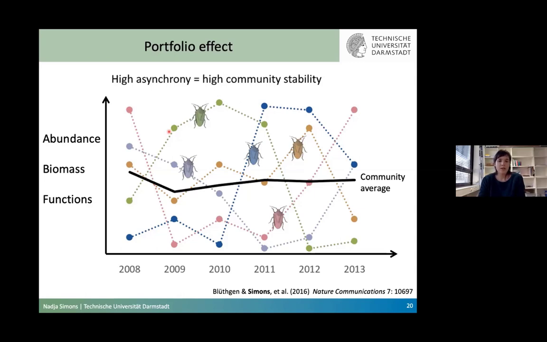So in communities with few species, where the abundance of the whole community is driven by a single species, the dominant species, this effect of compensation between species is less strong. And this is also because the species are less synchronous in their abundances.